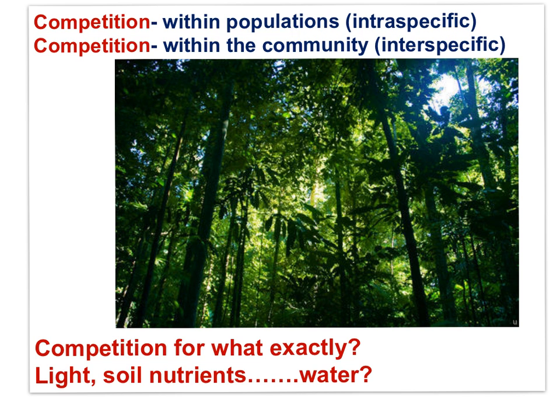Competition in a community involves all species, even producers. What do producers compete for? Of course, producers compete for light, soil nutrients, and water. In this photograph of a rainforest, we probably have both intraspecific competition and interspecific competition. Competition for light, soil nutrients, and soil water.